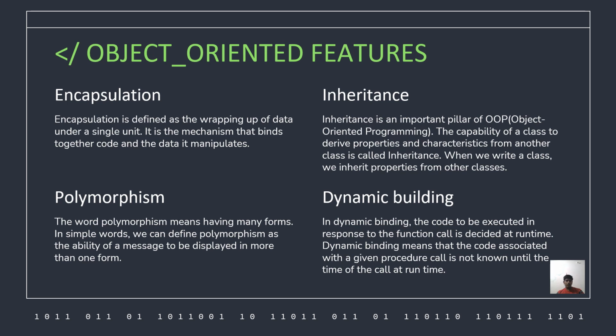Polymorphism. The word polymorphism means having many forms. In simple words, we can define polymorphism as the ability of a message to be displayed in more than one form. Dynamic binding. In dynamic binding, the code to be executed in response to the function call is decided at runtime. Dynamic binding means that the code associated with a given procedure call is not known until the time of call at runtime.